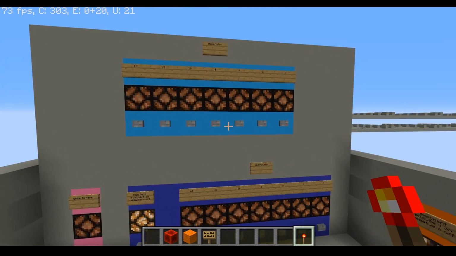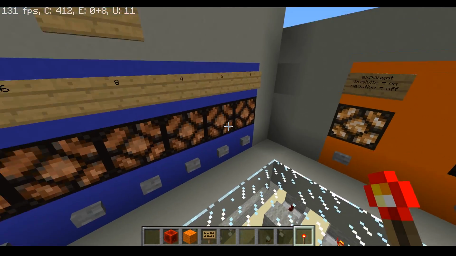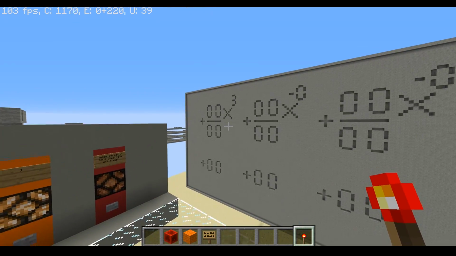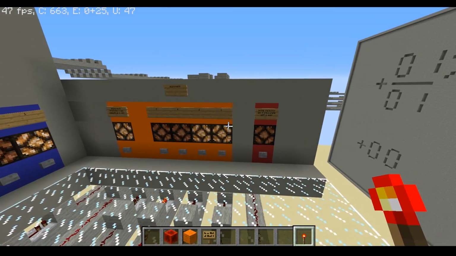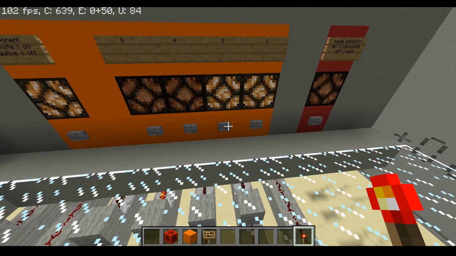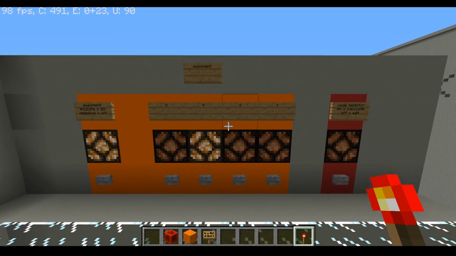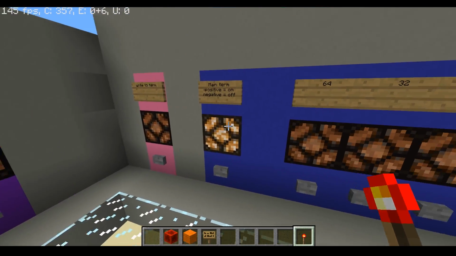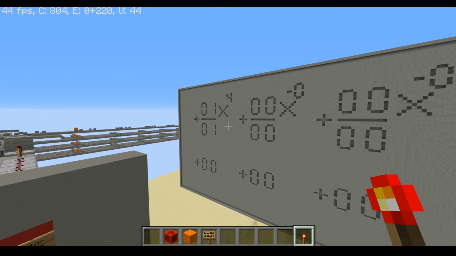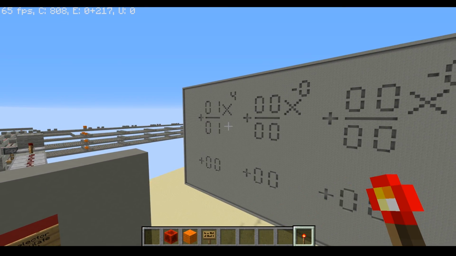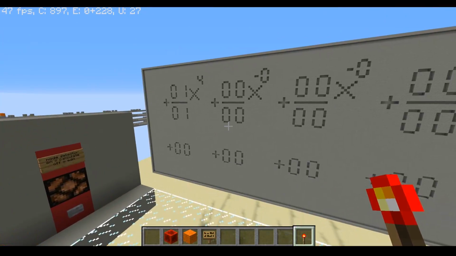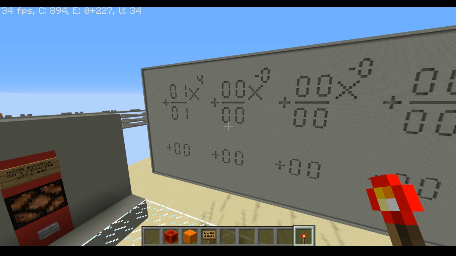Now we would want to input 1 over 1 in the numerator and denominator, which is just 1. And we will want to do x to the 4th, so we want to input a 4 in the exponent. We would also want the exponent to be positive and the main term to be positive. Once we have that, we have our first term, and we can just click save to term, and this will save it to the registers so it can be calculated by the ALU. Alright, and now we can go on to the next term.